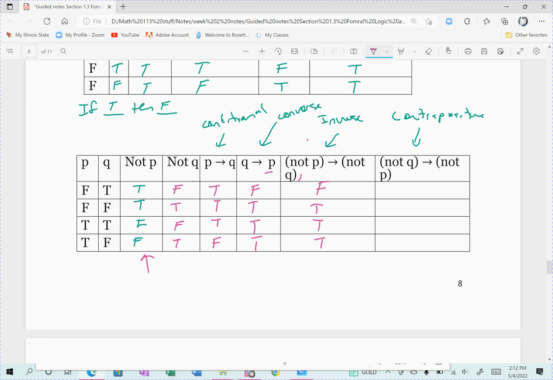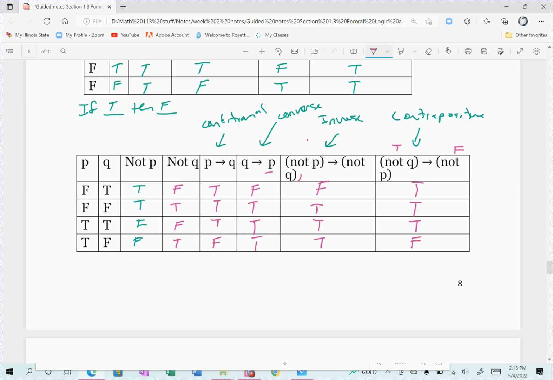All right. The last one. Not Q and not P. So the contrapositive. So this time, the only time this statement is false is when not Q is true and not P is false. All right, so I've got to go find when not Q is true, but not P is false. That's right here, right? Not Q is true, not P is false. And so that's the statement that's false. It means the rest of them are true. All right, and that's the filling out the truth statement.